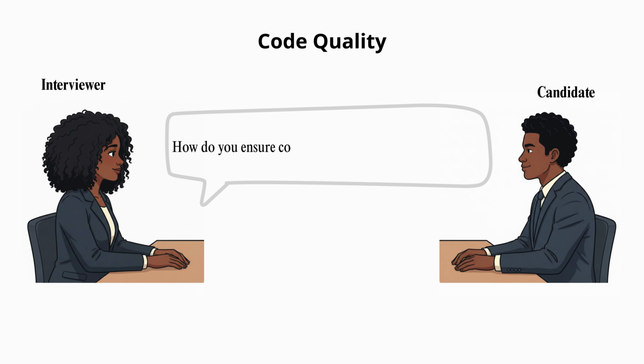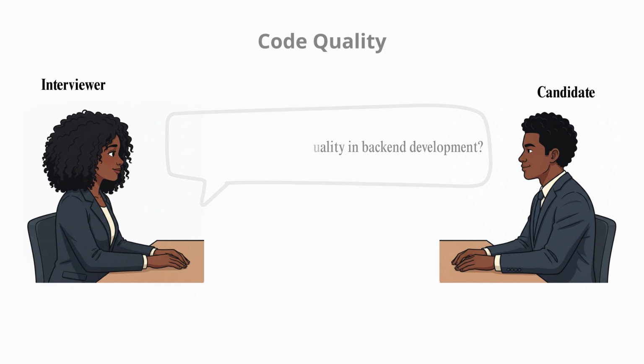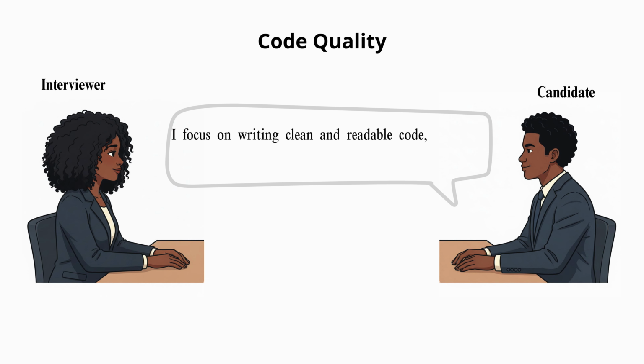How do you ensure code quality in backend development? I focus on writing clean and readable code, following consistent structure and naming conventions. I also break logic into smaller functions to make the code easier to test and maintain. Whenever possible, I write unit tests and participate in code reviews. Feedback from other developers helps improve the quality of the system.